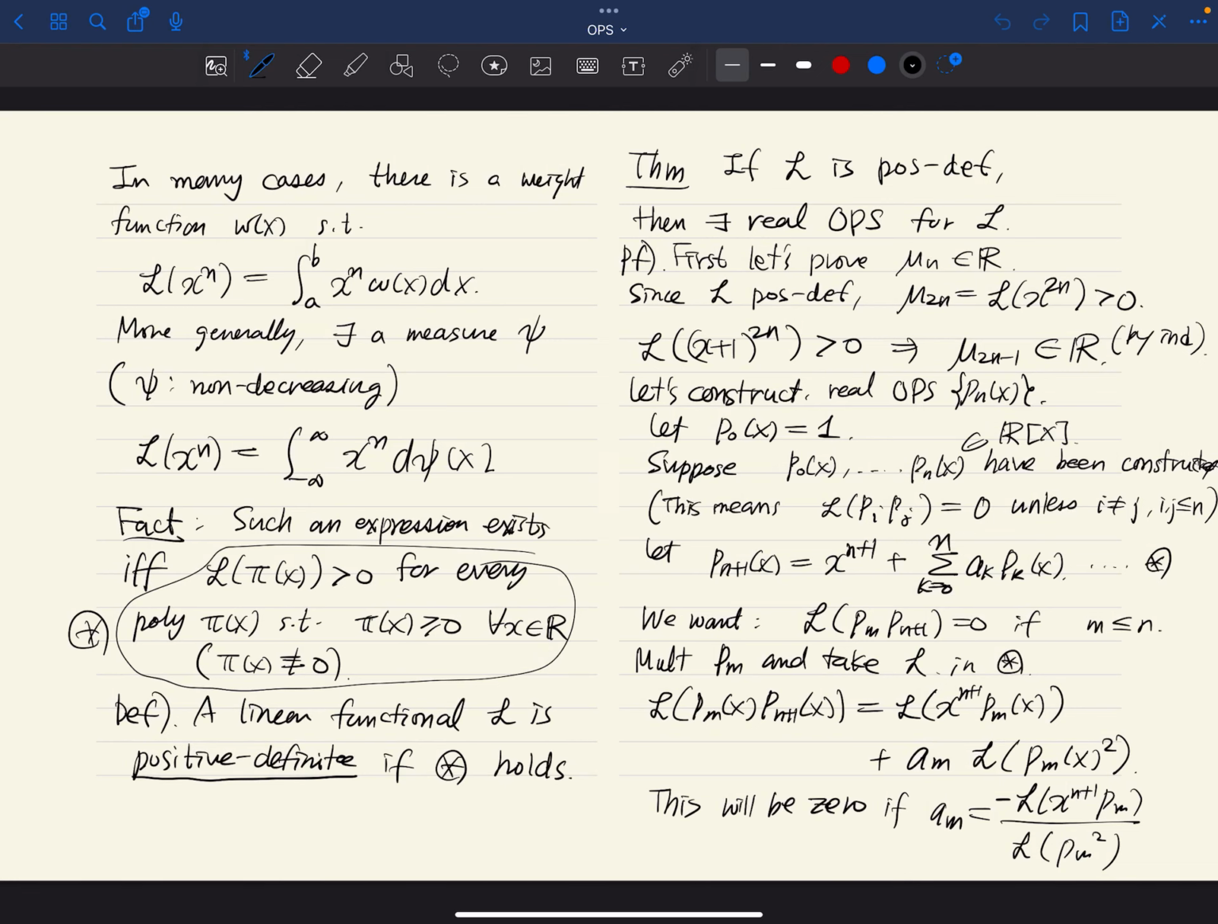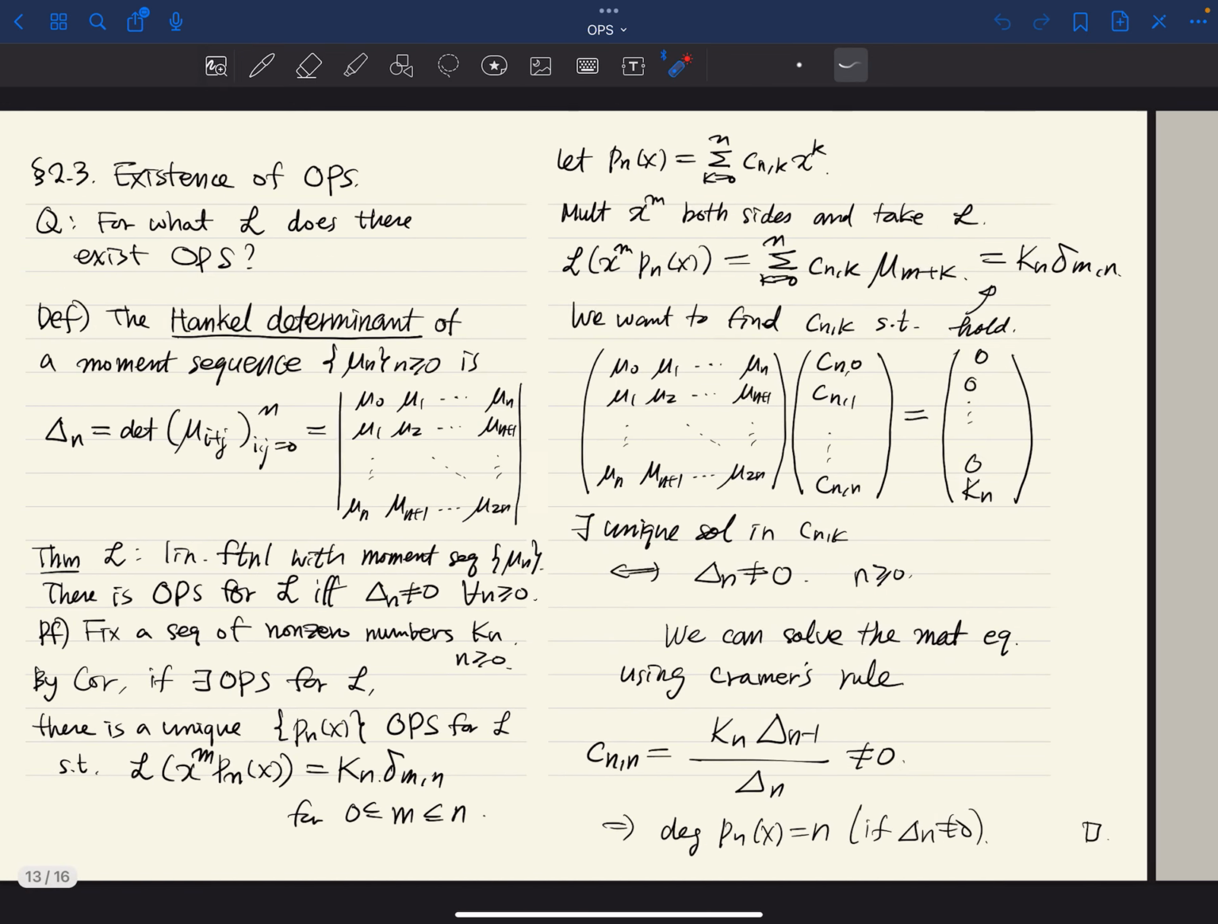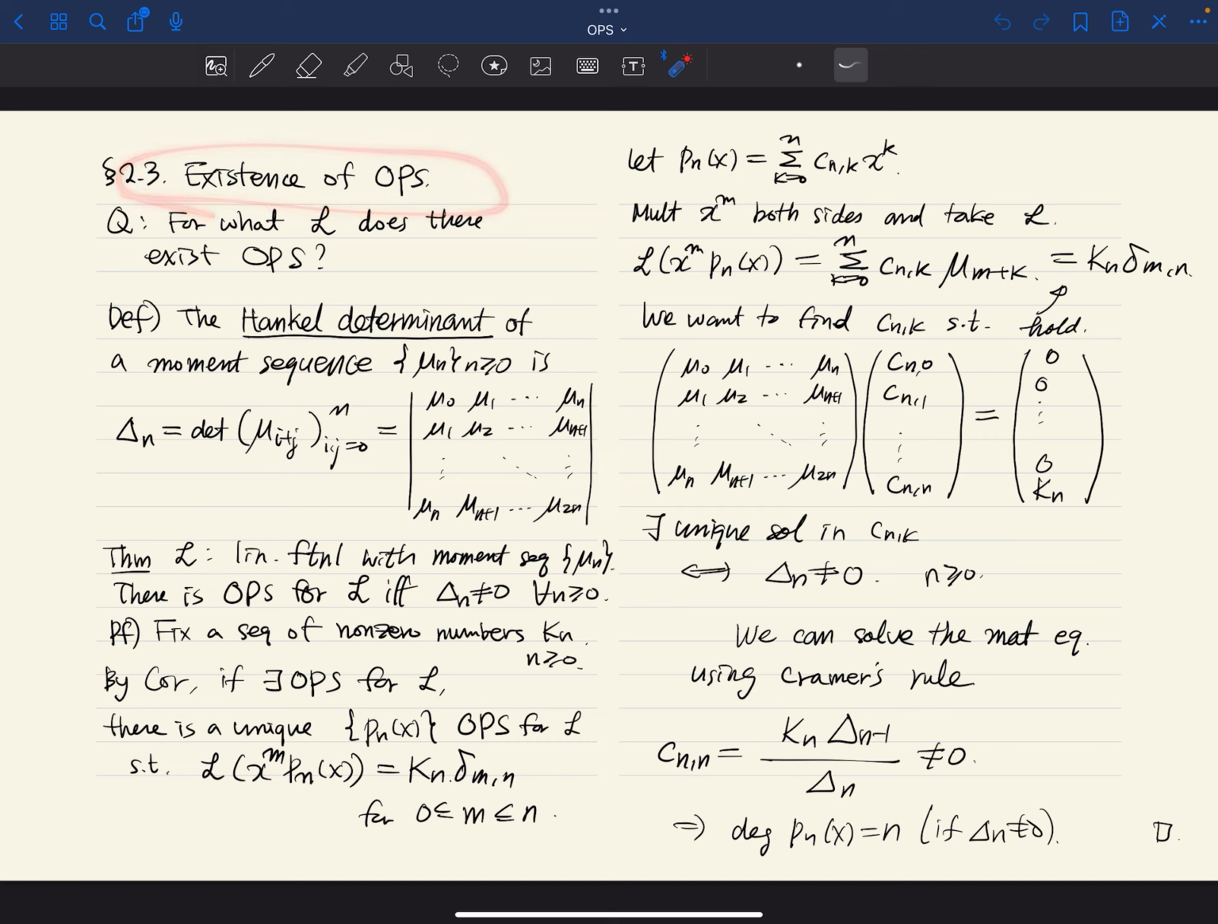Okay, so I will continue the previous lecture. In this section, we defined the Hankel determinant, and we defined a bunch of things and proved several things. A nice thing about orthogonal polynomials is that there's a simple criterion like this: for a linear functional with moment sequence mu_n, there is an orthogonal polynomial sequence for this linear functional if and only if the Hankel determinant is non-zero.